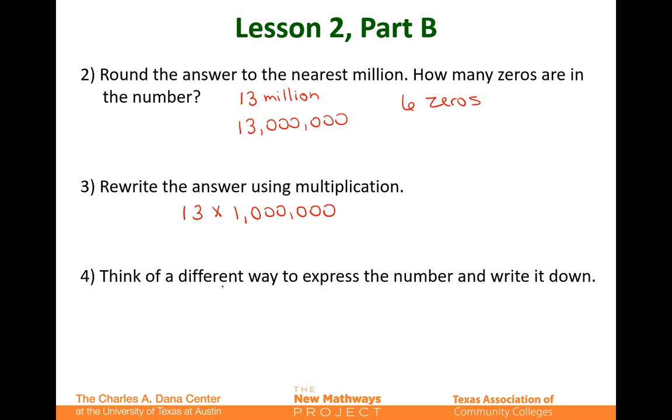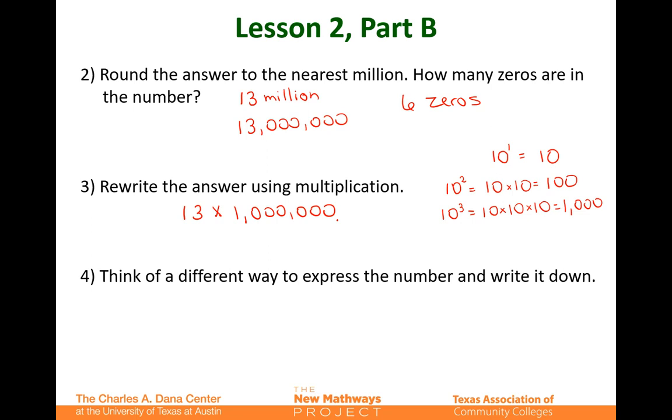Just think of a different way to express the number and write it down. Well, one of the ways we can do it is thinking in terms of powers of 10. This is a really important idea. We know that 10 to the first power is simply 10. 10 to the second power, I don't know how many of you remember exponents, means 10 times 10, and it equals 100. 10 to the third power is 10 times 10 times 10, and it equals 1,000.